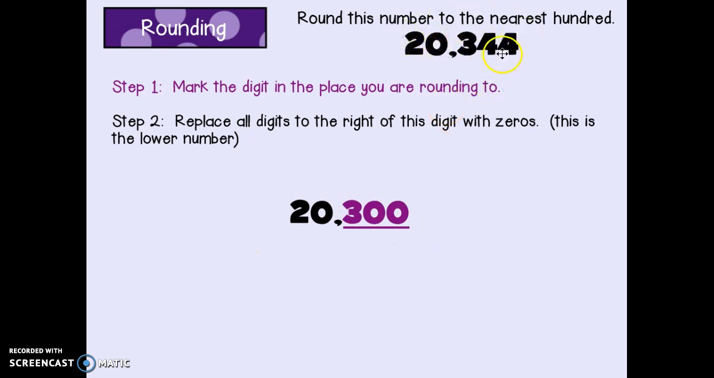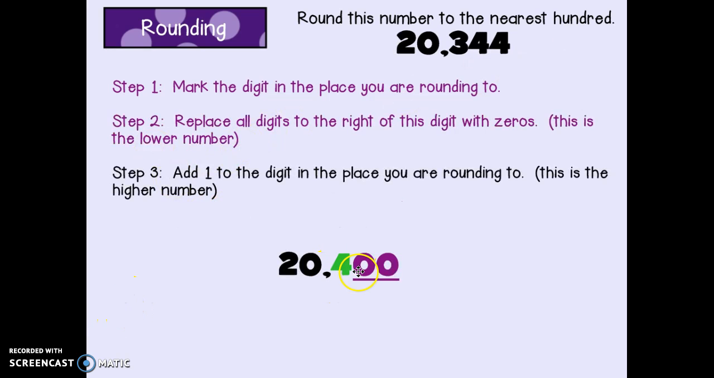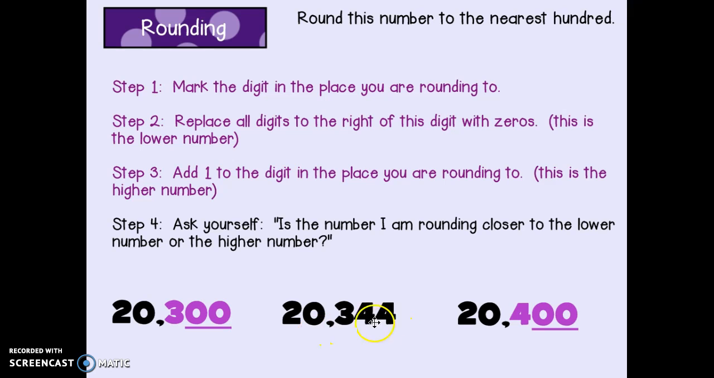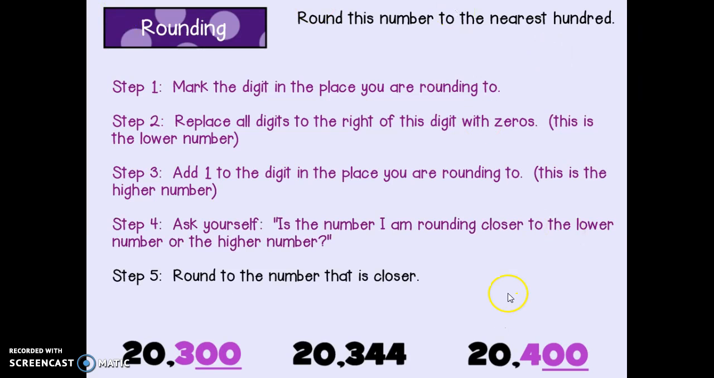This is our lowest number. So if this was my number I was starting with, 20,300 would go on the low end. Add one digit to the place I'm rounding to. This is the higher number. So now I know that 20,344 is between 20,300 and 20,400. Now I want to ask myself, is the number I am rounding closer to the lower number or the higher number? Well, in this case, I know that 44 is less than 50, so I know 344 is closer to 300 than it is to 400. So 20,344 rounded to the nearest hundred would be this one, 20,300.